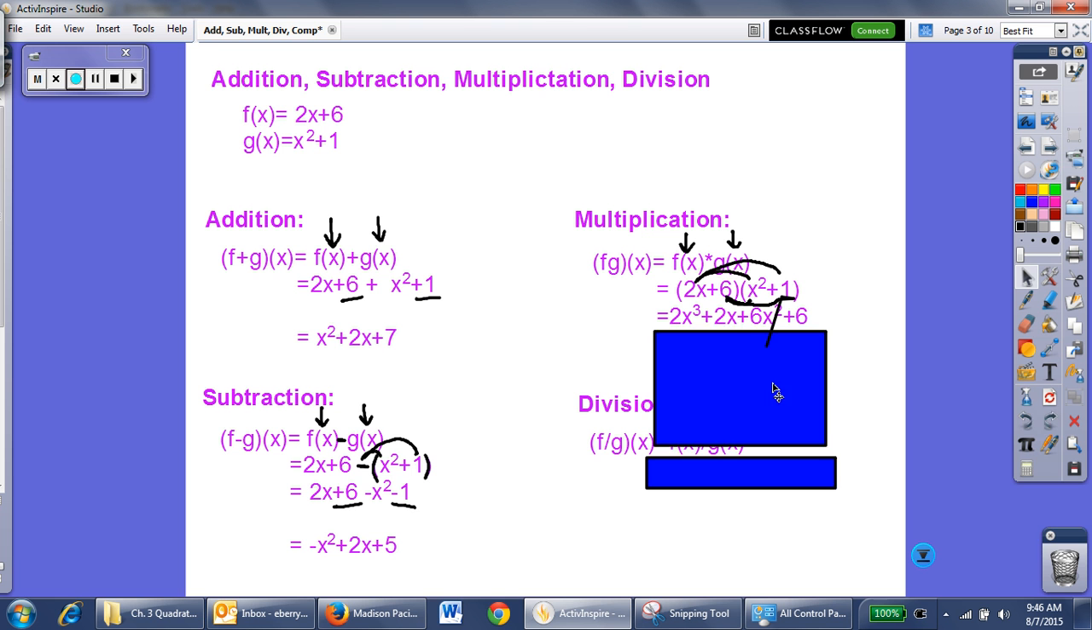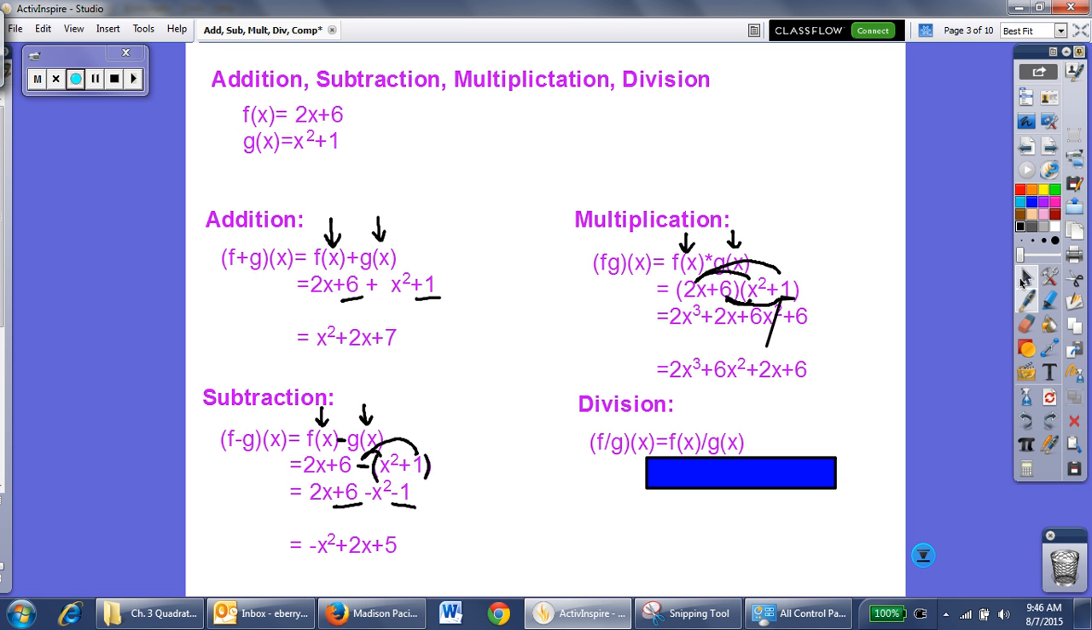Okay, now let's go ahead and combine our like terms. So 2x to the third goes first. So we write that here. 6x squared goes second, that comes next. 2x is the next term, that goes here. And lastly, we have 6, so we can just write that at the end.